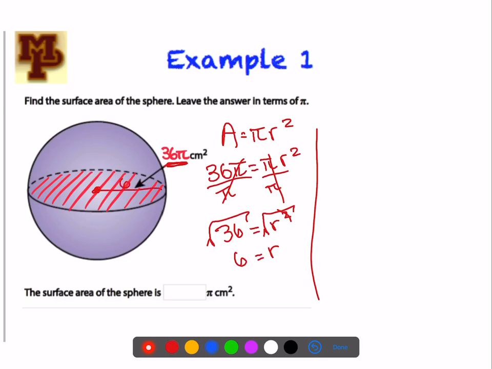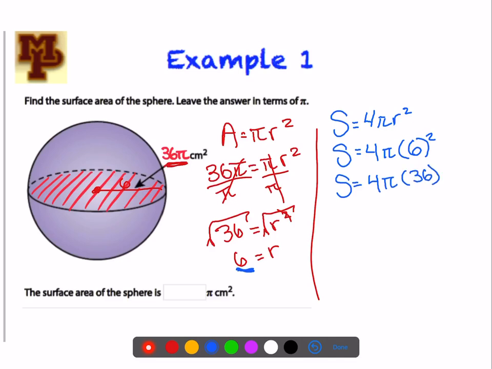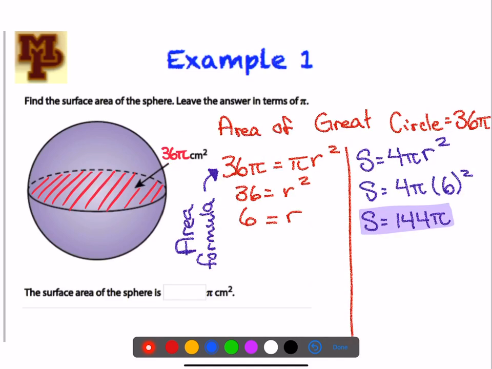Now we can go ahead and plug that into our surface area formula. Surface area is equal to 4 pi r squared, and we now know that r is 6. So this gives us surface area is equal to 4 pi times 6 squared. Well, surface area is equal to 4 pi times 36, which will bring us to our final answer of 144 pi.